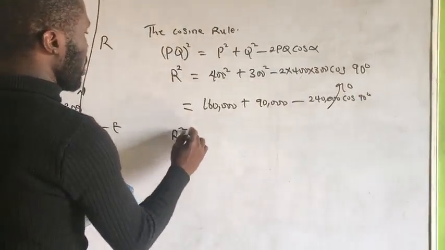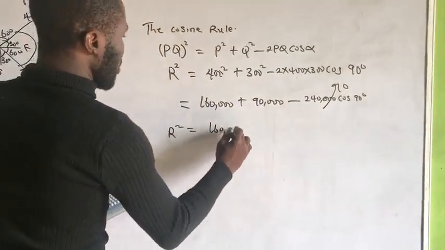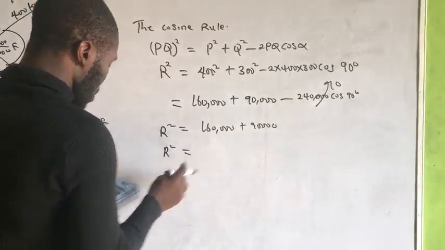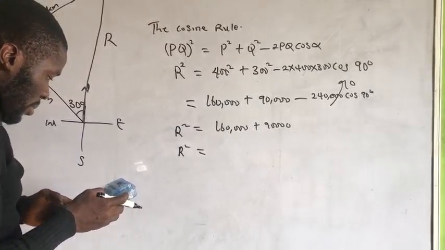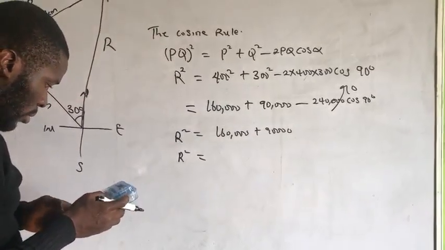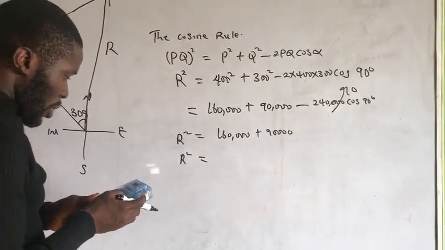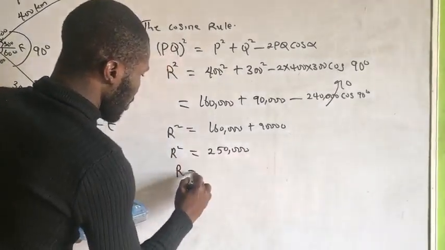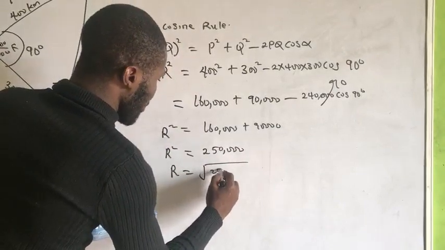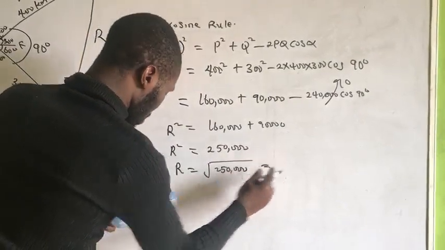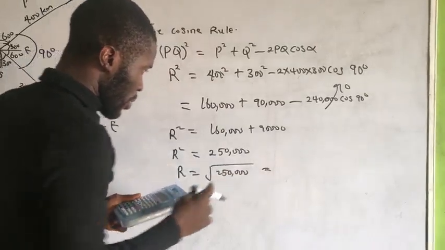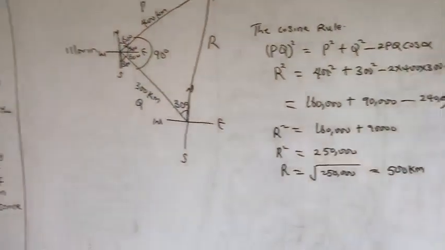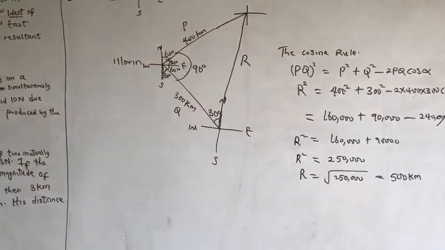So R squared will be 160,000 plus 90,000, which is 250,000. And R is the square root of 250,000, which is 500 km. It means the resultant displacement is 500 km for the first question.